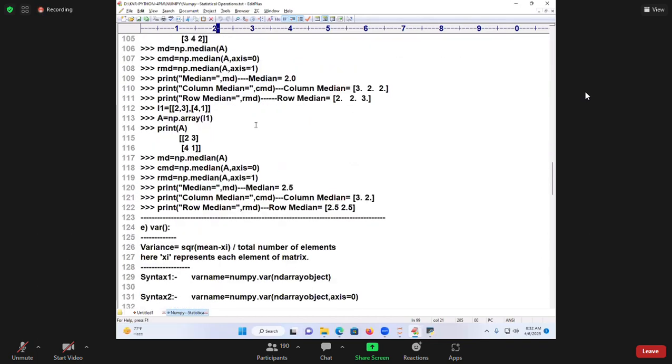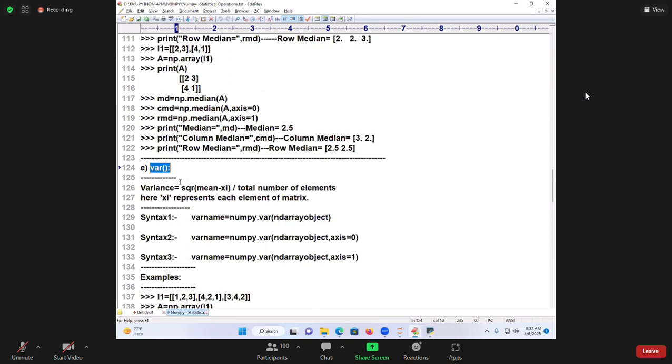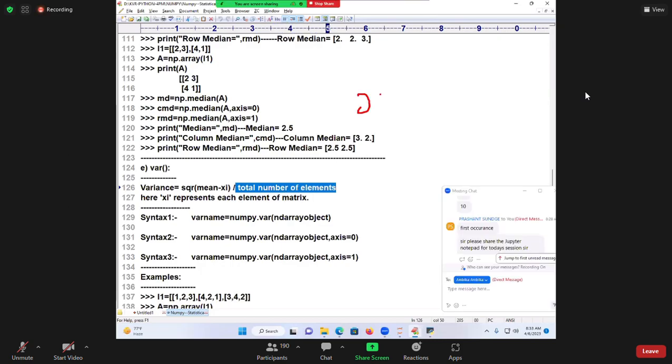Now coming to the variance. What is the variance? Variance is equal to sqr, square of mean minus xi, squared. Square means sqr, not sqrt. Divided by what? Total number of elements. I wrote it now. How did I write it? Xi minus mean whole square, I said or not? What is the square? sqr. Mean minus xi or xi minus mean.